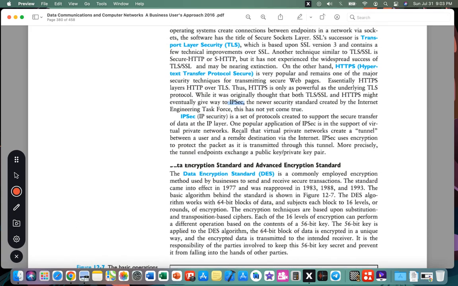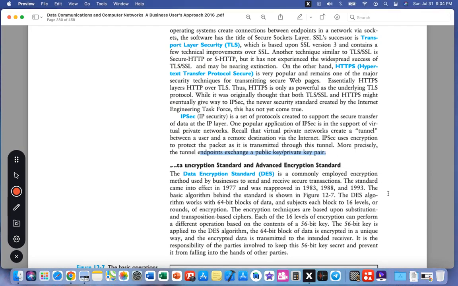IPsec, or IP security, is a set of protocols created to support the secure transfer of data at the IP layer. One popular application of IPsec is in the support of virtual private networks, VPNs. Recall that VPNs create a tunnel between a user and a remote destination via the internet. IPsec uses encryption to protect the packet as it is transmitted through the tunnel. More precisely, the tunnel endpoints exchange a public key, private key pair. So they do exchange keys.